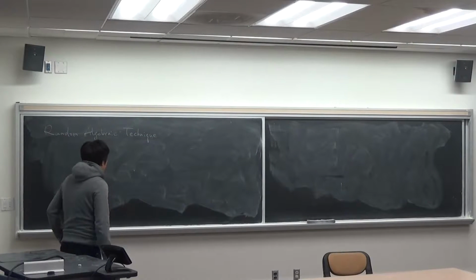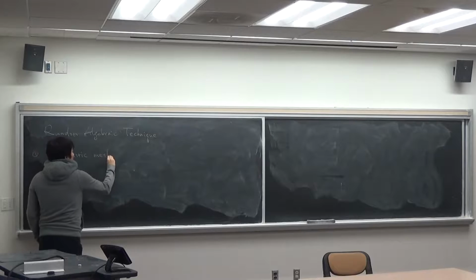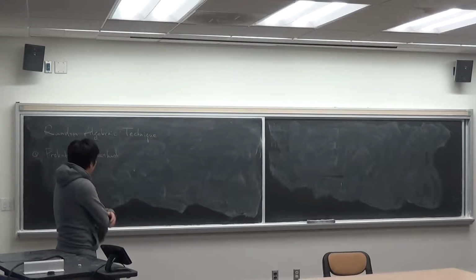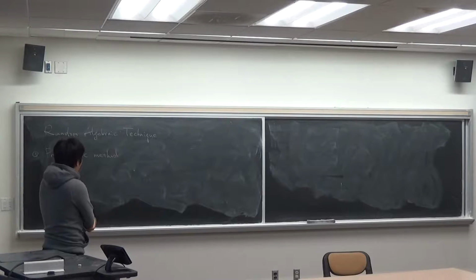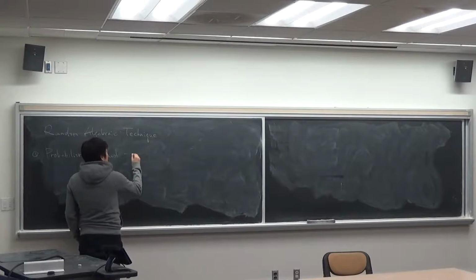So first of all, I will talk about the probabilistic method. This method is a non-constructive method pioneered by Erdos around the 1960s to prove the existence of certain mathematical structures. It is also known as Erdos magic.